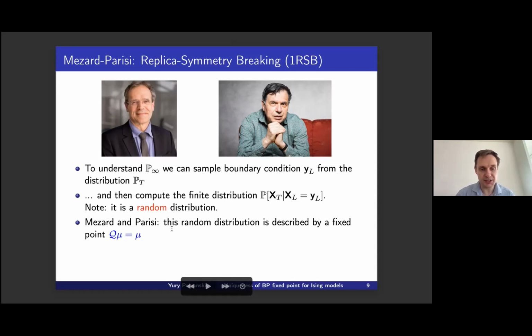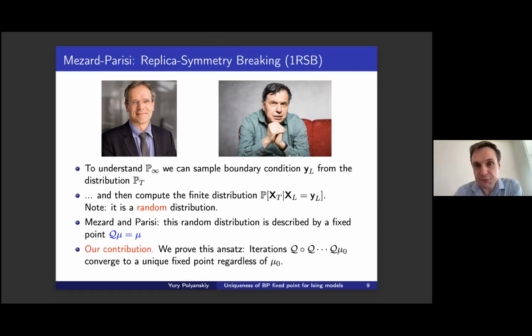And Mézard and Parisi had this beautiful physics argument, that this random distribution is described by a fixed point of that operation. Of course, I'm not going to derive how they got here. But it turns out that in questions involving sparse locally tree-like graphs, if you're trying to characterize the variety of different local distributions that are possible, then you can count that decomposition of the free boundary measure by knowing the solution to this fixed point equation Q mu equals mu.